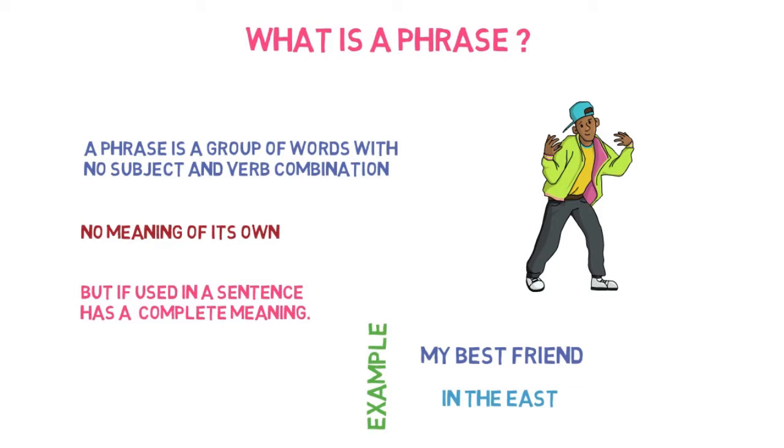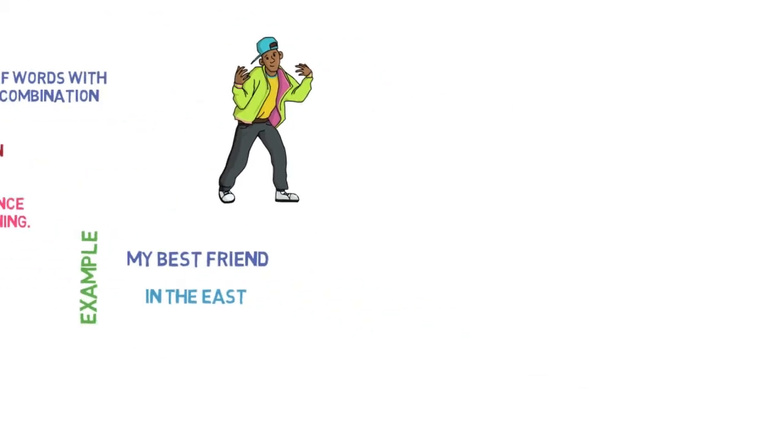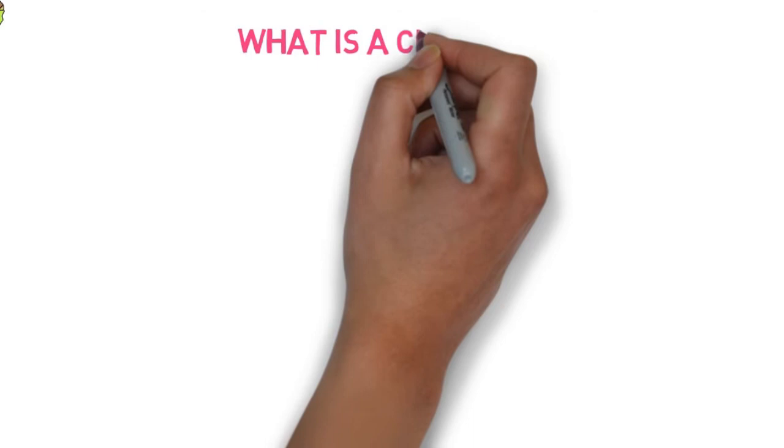So, what are phrases? A phrase is a group of words with no subject and verb combination. They don't have a meaning of their own, but if they are used in a sentence, it will give us a complete meaning. Hope you have understood. Let us study what are clauses.